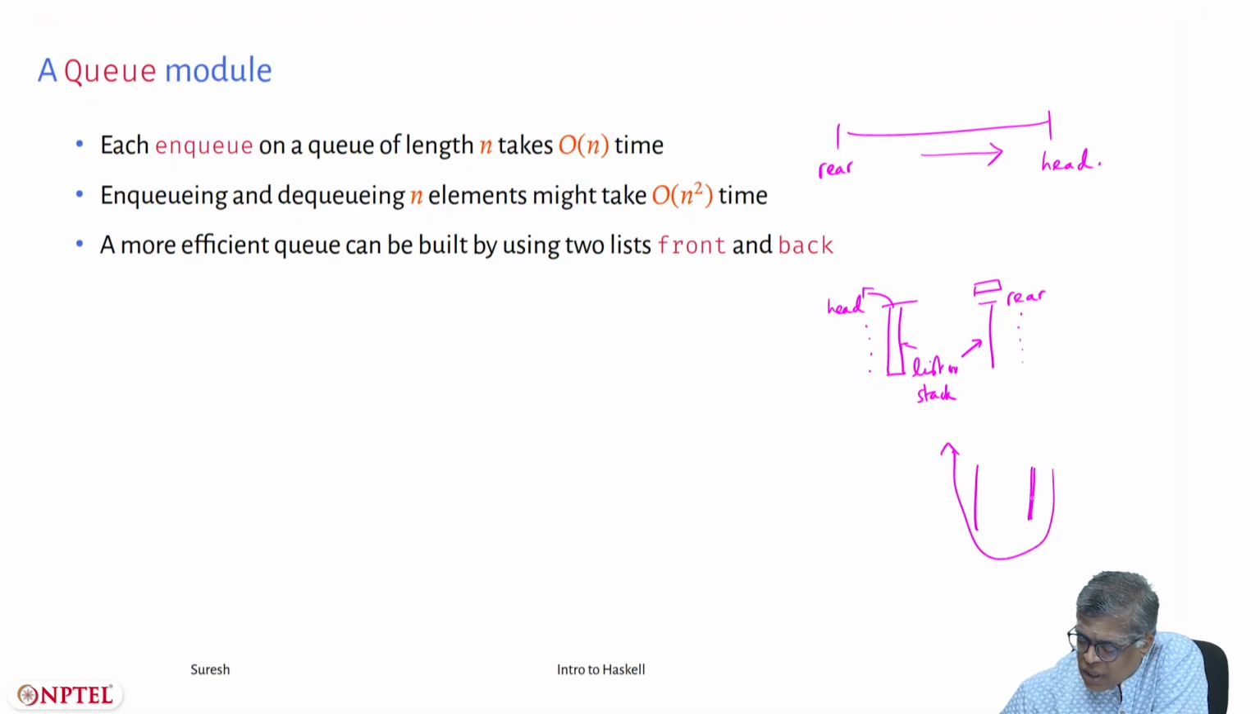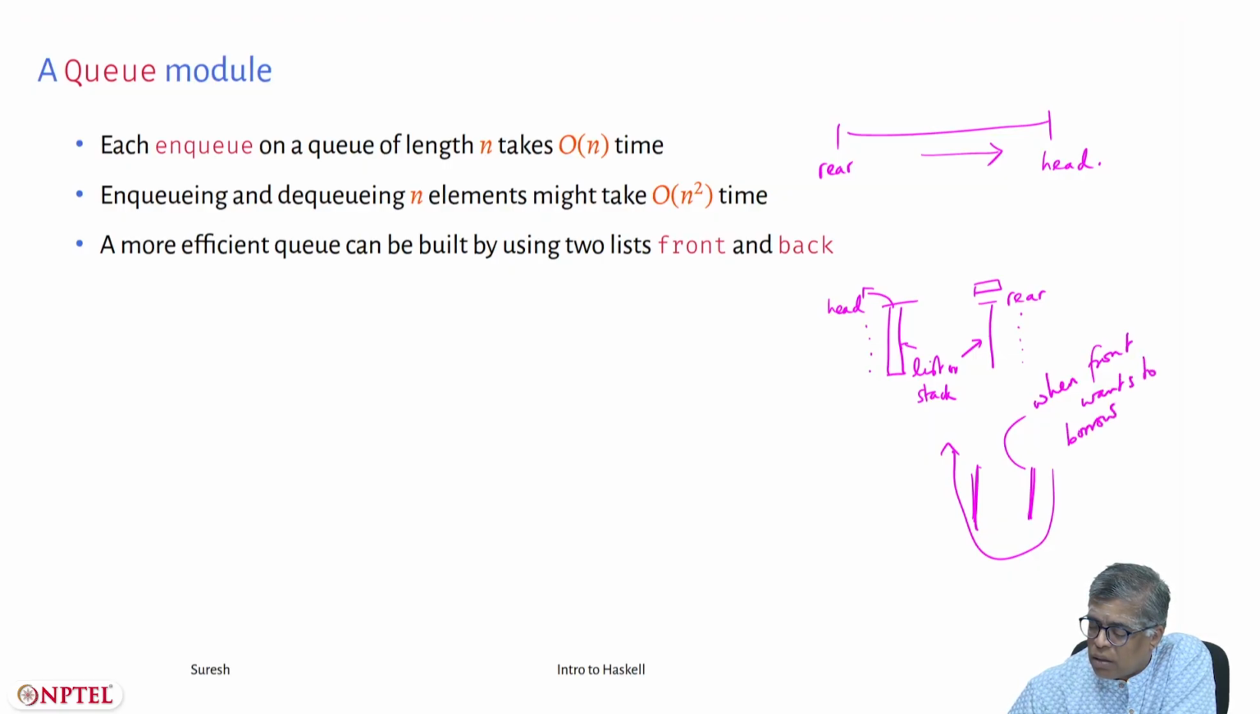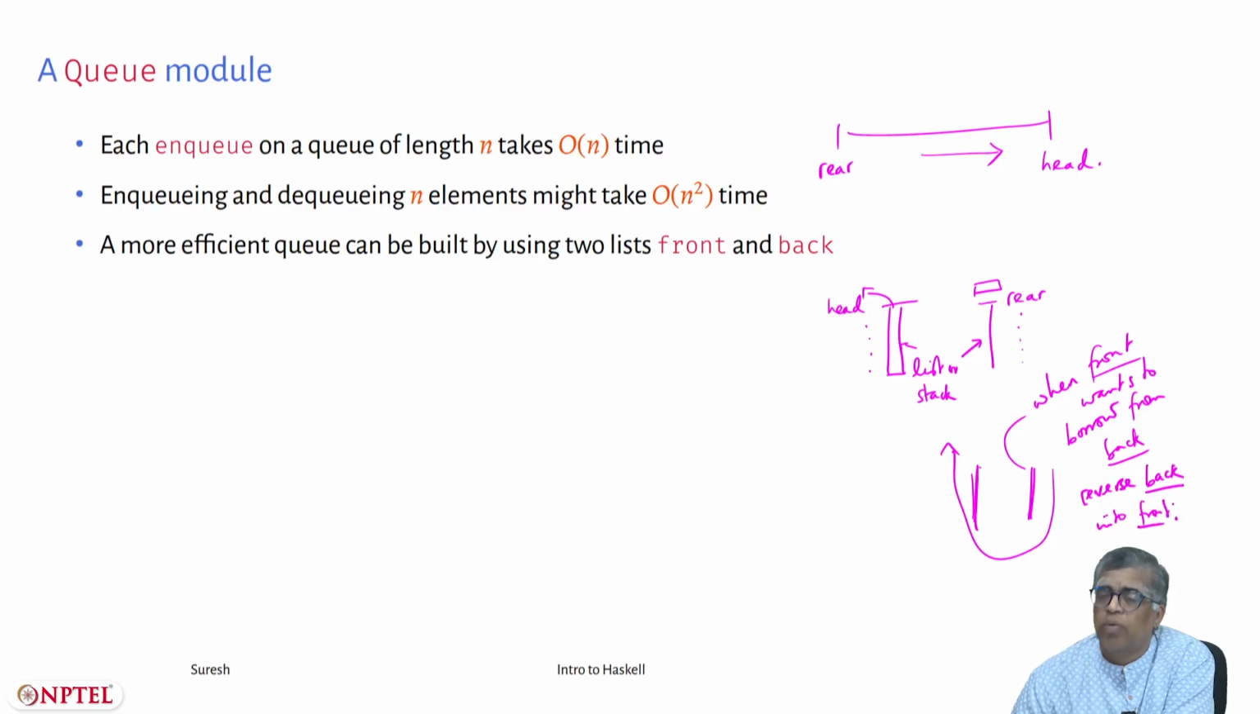This is one stack and that's one stack. If you want to borrow elements, you have to put all elements from here to there in this order. You have to reverse the order, but it's okay. You can actually do reverse. When front wants to borrow from back, reverse back into front. Okay, that is the point.